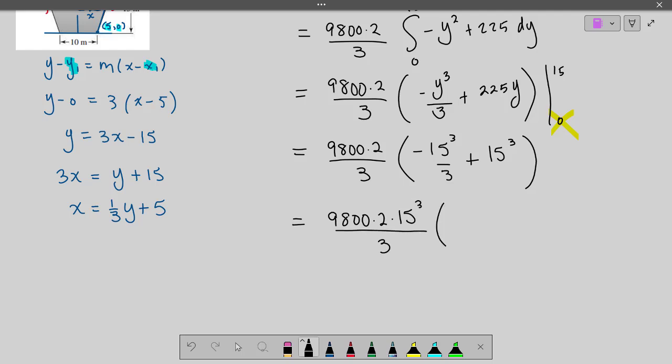And what will be left when we factor out the 15 cubed? Negative 1/3 plus 1, so 2/3. Well, 1 minus a third, so 2/3. And now we just have to multiply all that stuff together, and we will get our total newtons on the wall.